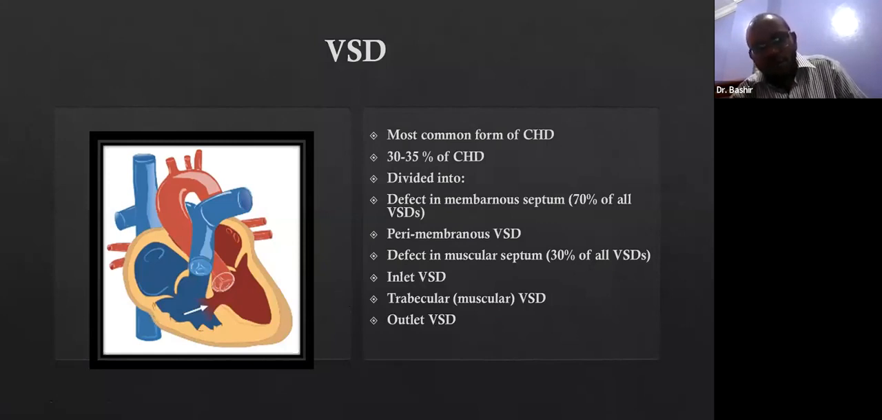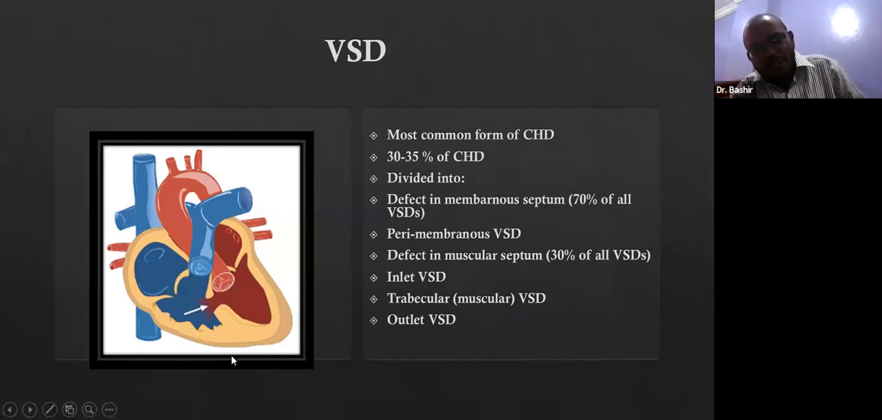VSD also is either small, moderate, or large. Regarding the muscular VSDs, if it is small, most likely it will close by itself. If it is large and not closed after follow-up, it may need closure by device in the muscular. But the inlet type and the perimembranous type, most likely they will be closed by surgery.